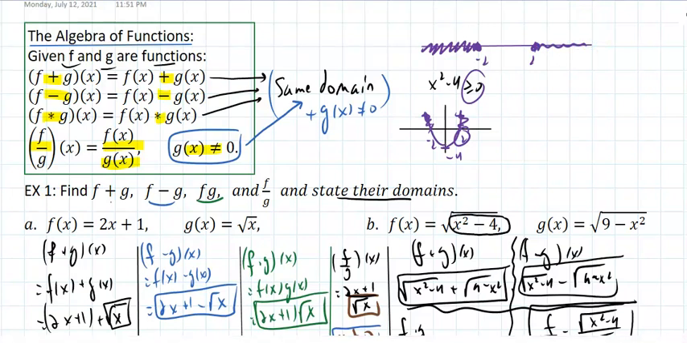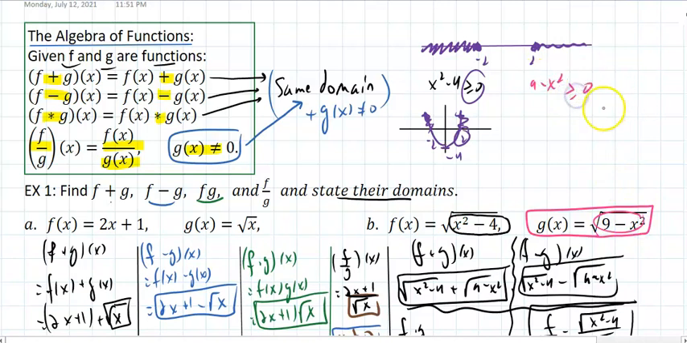When I say what's the domain of this piece, you say, well, 9 minus x squared must be bigger than or equal to 0. Well, I could make a table, or I could say that's an upside down parabola shifted up 9 units. Negative 3 and positive 3. Where is that bigger than or equal to 0? From negative 3 all the way to 3.